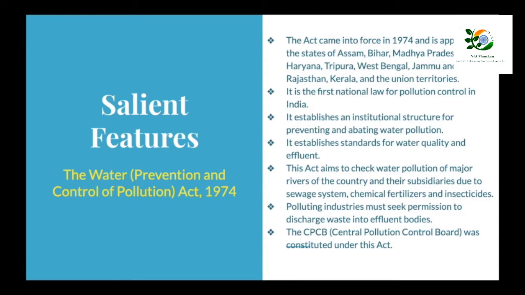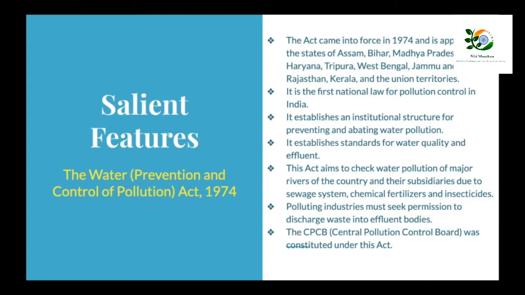This act came into force in 1974 and was applicable to only some listed states. It wasn't applicable to the whole of India. Also, this is the first legislation, or the first national law, for pollution control in India.